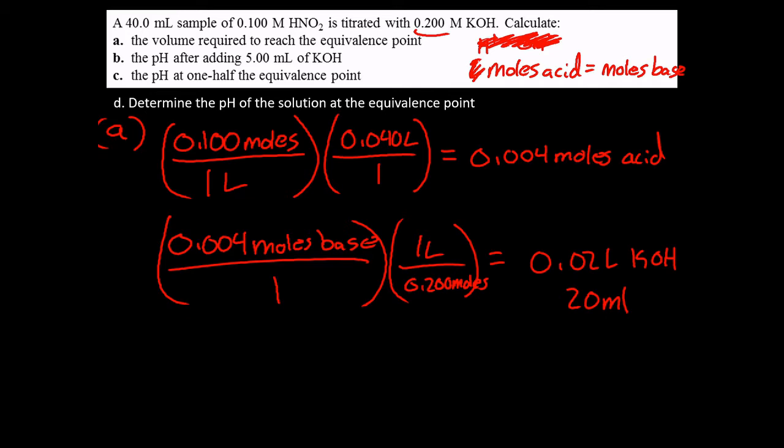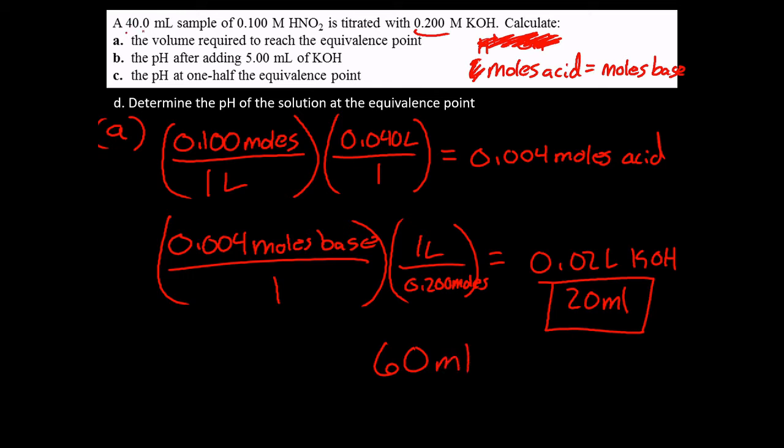Now, some of you might have been able to do that math in your head, just from seeing that the concentration of this solution is 2 times the concentration of this one, so you would need 1/2 of the volume that you had. But I wanted to work through all the math here because the concentrations aren't always going to work out quite so nicely. So this is the volume of base that we need to add to reach the equivalence point. After we've added 20 mL of the KOH, we will have reached the equivalence point, which, by the way, means we would be at a total volume of 60 mL.